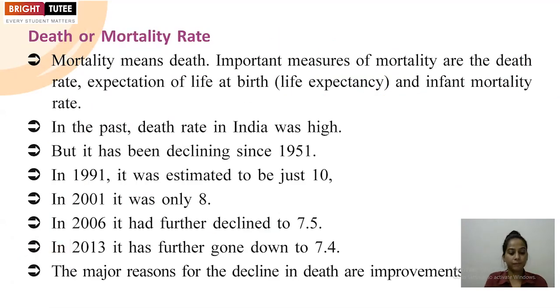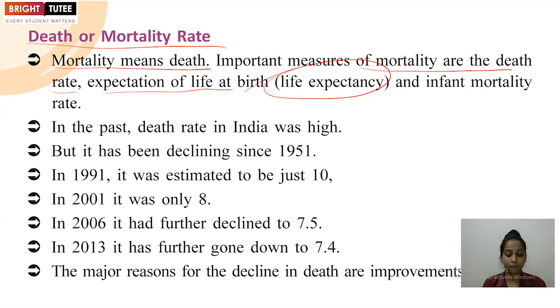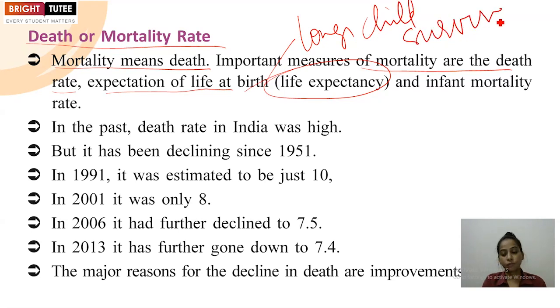Another topic we have is death or mortality rate. Mortality means simply death. Different important measures are there for mortality, like death rate and expectation of life at birth. We call it life expectancy, means how long a child is going to survive.